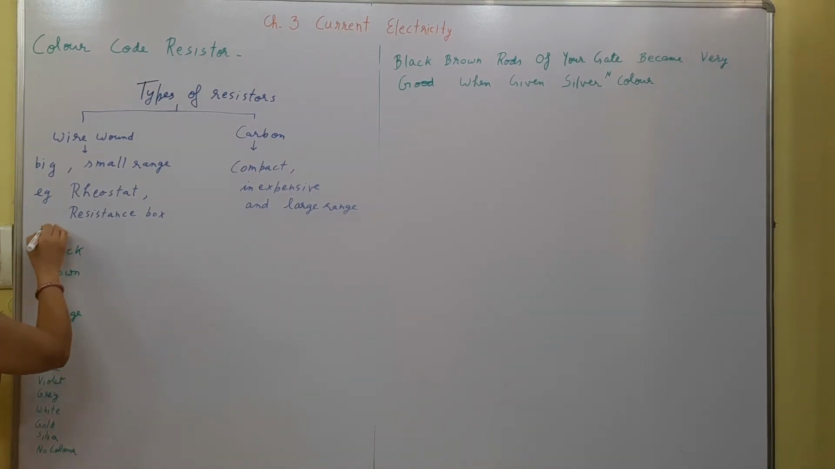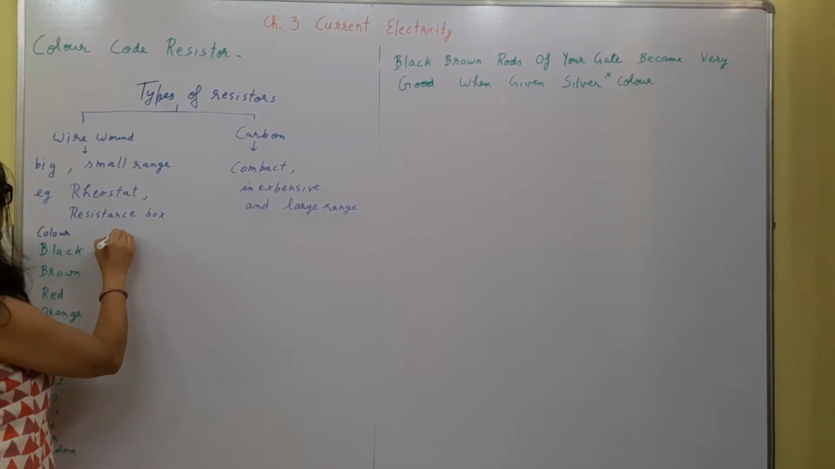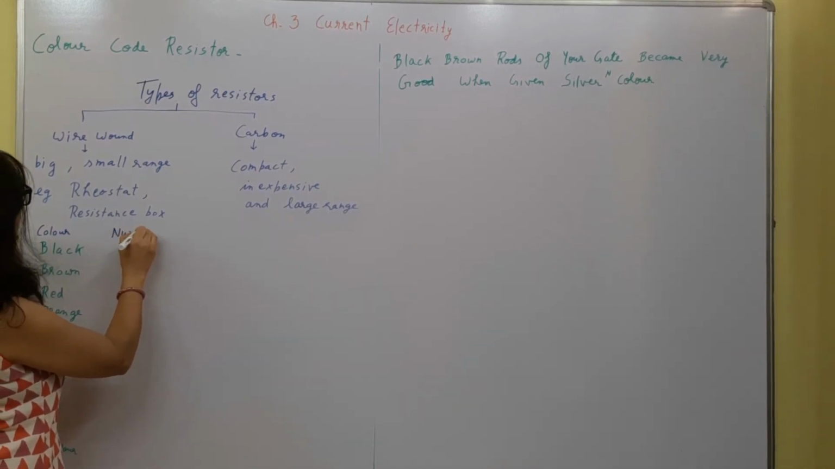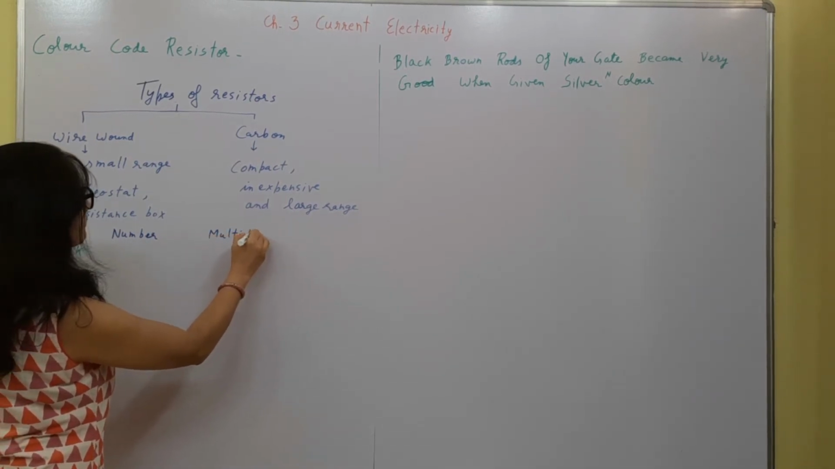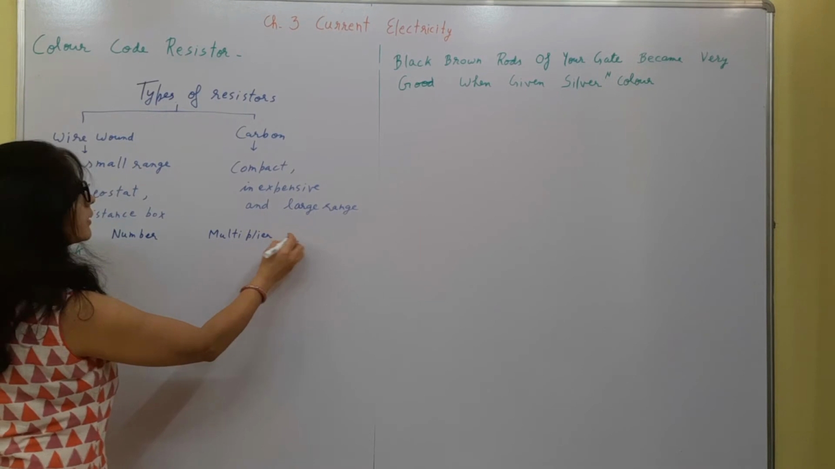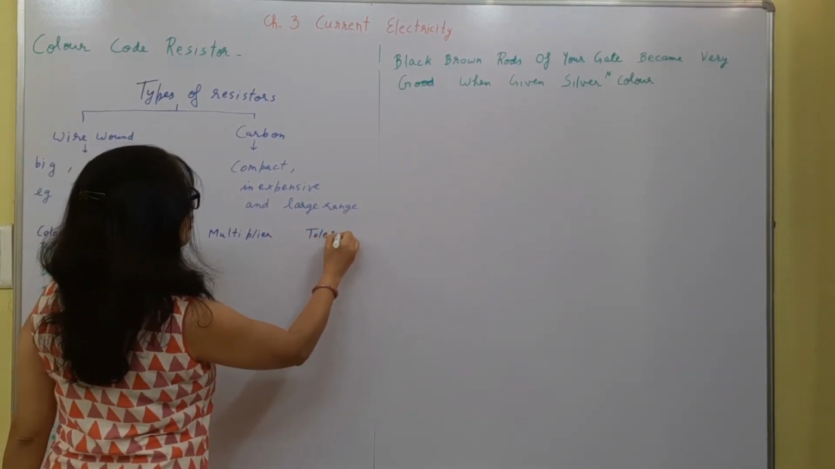So this is the color, then number, then we have multiplier, and then tolerance.